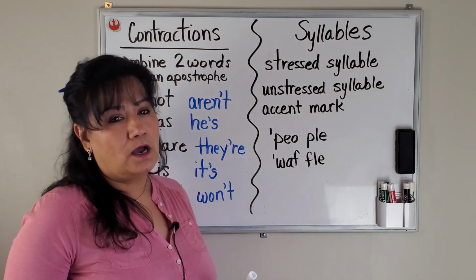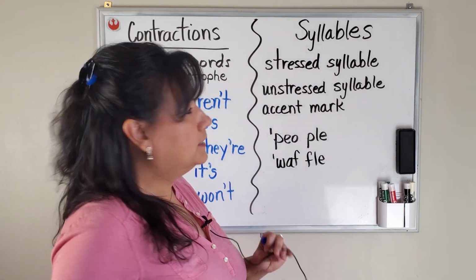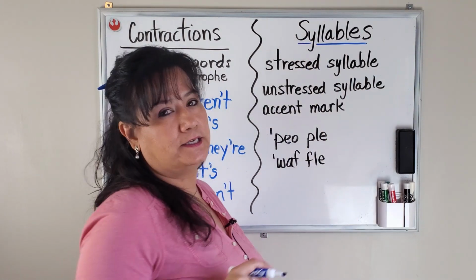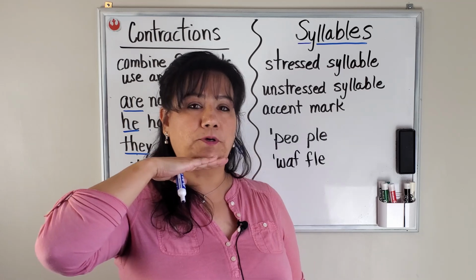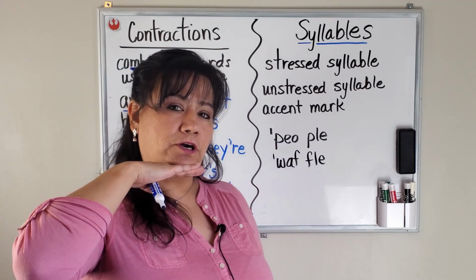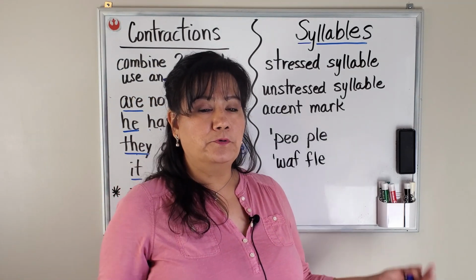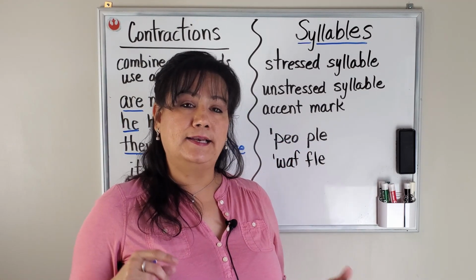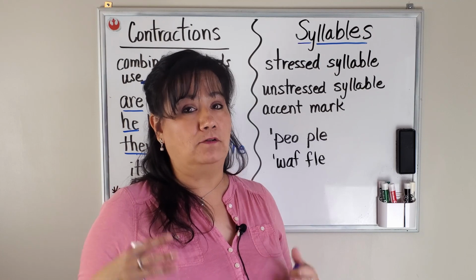The other thing I want to talk about a little bit is syllables. And we've been learning syllables, I think, since we were in kinder. We'd clap them out. We'd put our hand under our chin. And remember, a review of syllables is how many parts a word has, and each part has to have a vowel sound.